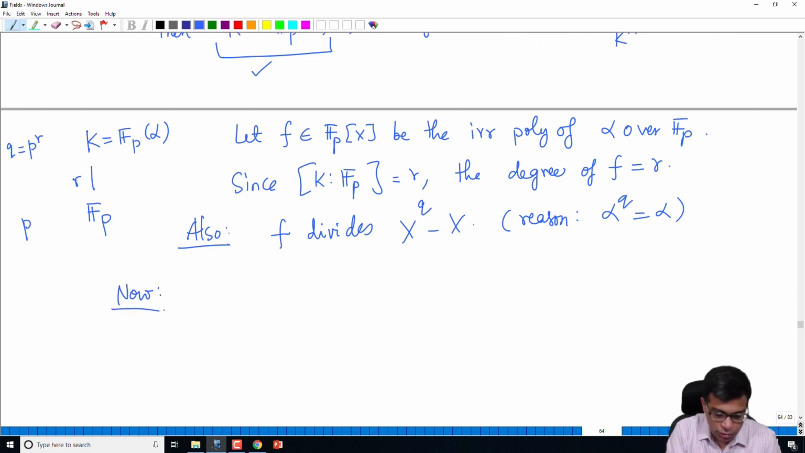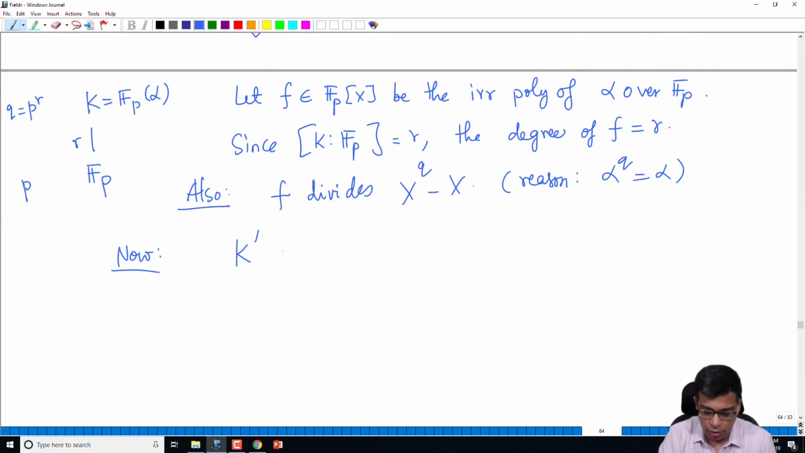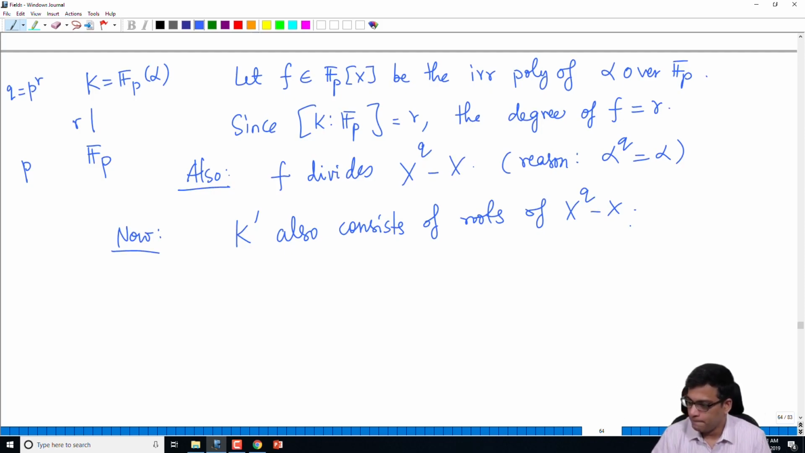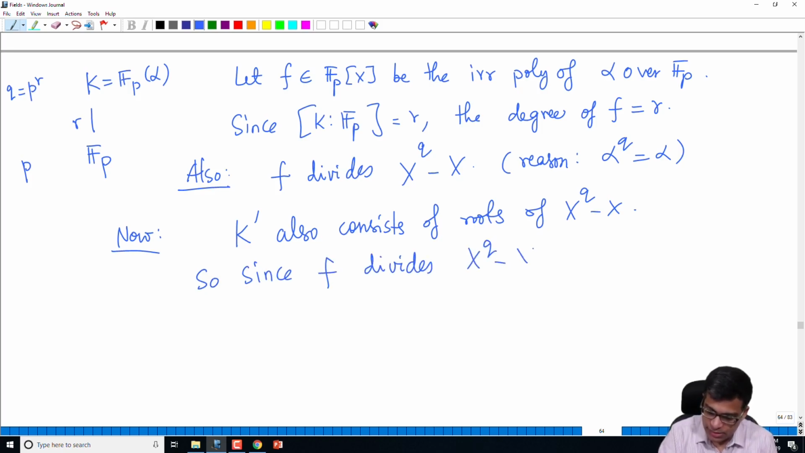Now, K prime, which is a field of order q, also consists of roots of x power q minus x. Right? Also consists of roots of x power q minus x. So, since f divides x power q minus x, f must have a root alpha prime in K prime.